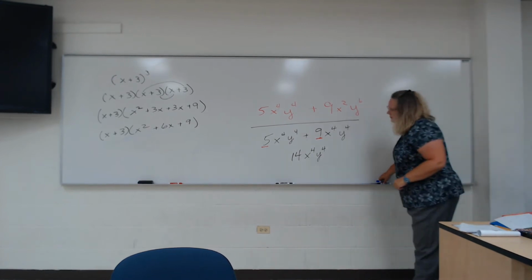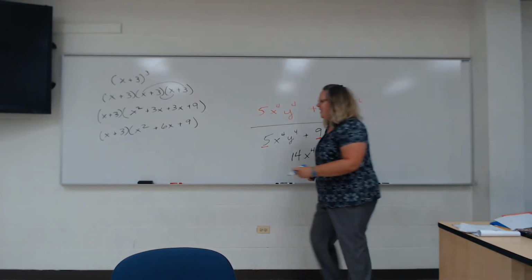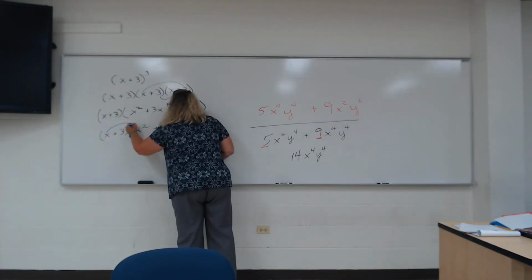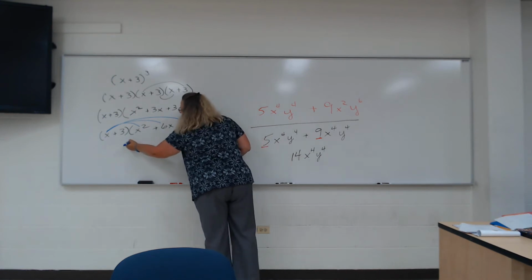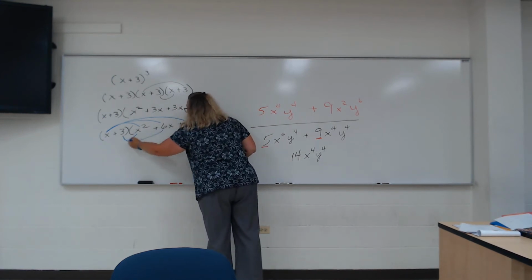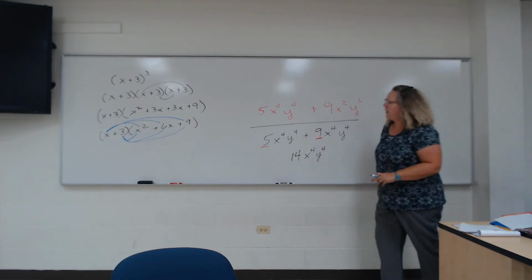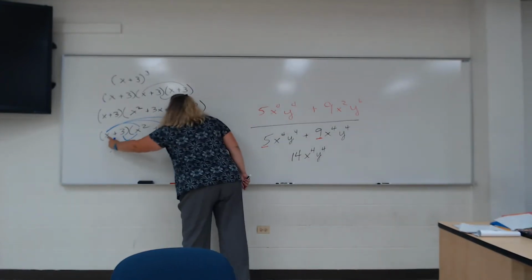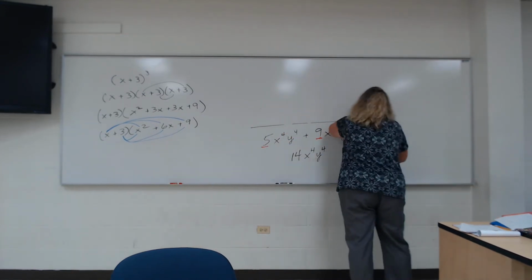All right, so now FOIL on steroids, right? You just got to get it kind of organized a little bit better. This x has to go to all 3 terms, and then this 3 has to go to each term, all 3 terms. Okay, so how do I multiply x times x squared? What do I do with those exponents? Add them, yes.